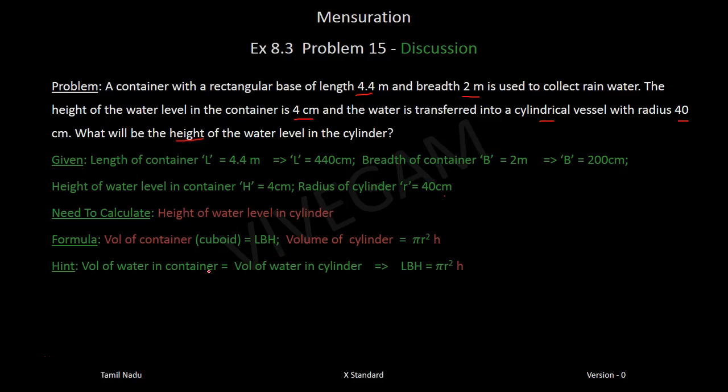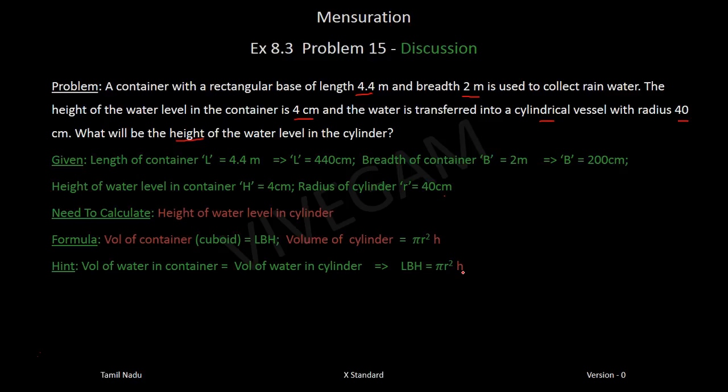So the key point or the hint is the volume of the water in the container is the same volume of water in the cylinder. Both the volumes are same because this is getting transferred to this. So whatever volume of water is in this container will get transferred here. It's the same quantity, I mean to say. So volume in the container and the volume of the cylinder will be same. So LBH will be equal to pi r squared h. So here everything is known except height, only one unknown. We should be able to calculate it.